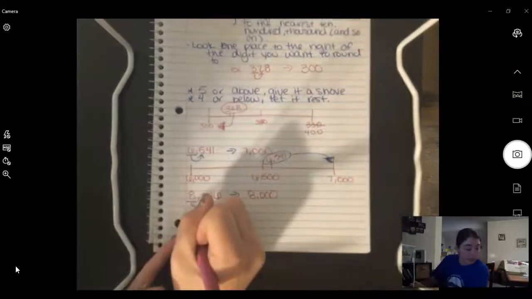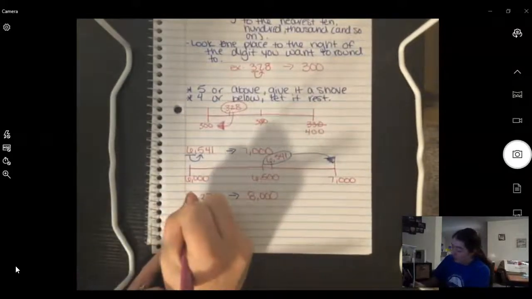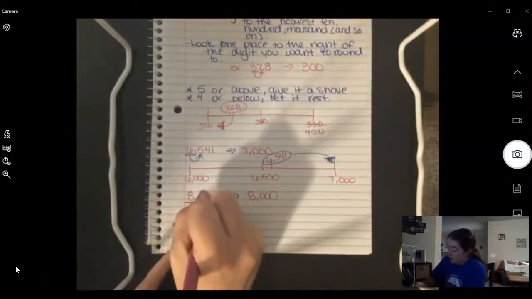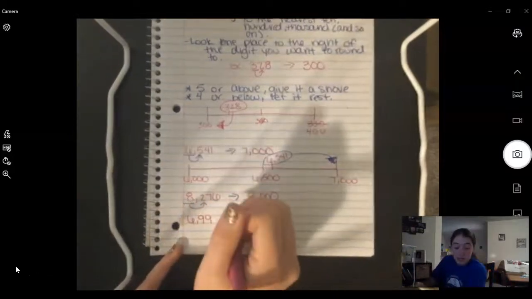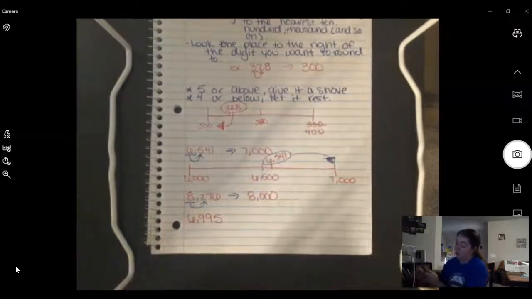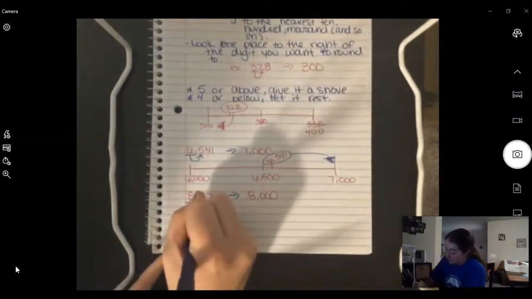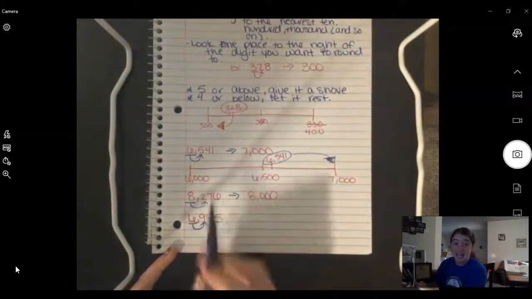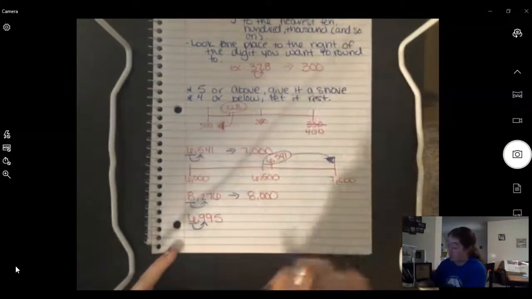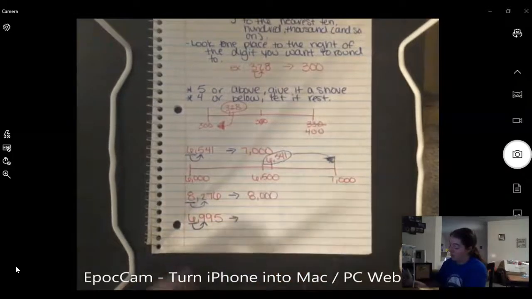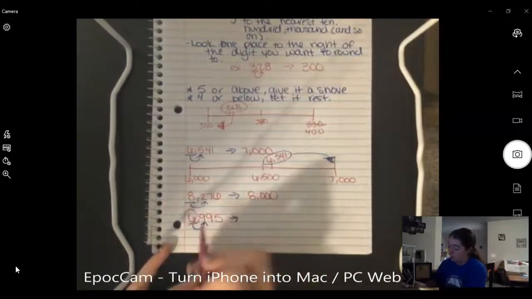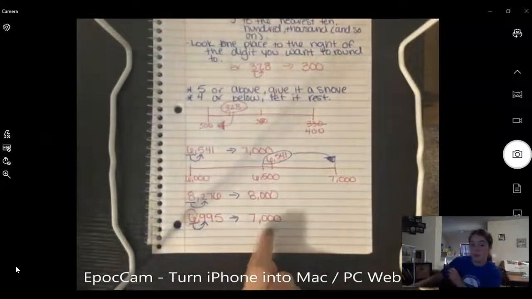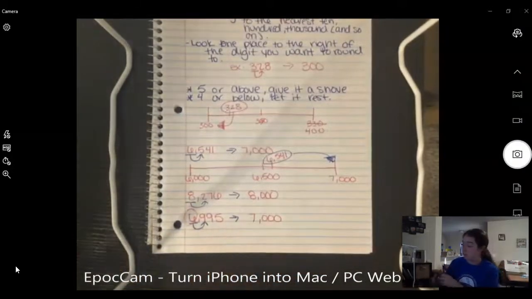Okay. Then we have 6,995. We're rounding to the thousands. Look to the right. Since it's 9, that is above 5, so we give it a shove, which means it goes up. This number goes up to 7,000. See how I'm putting zeros behind that number.